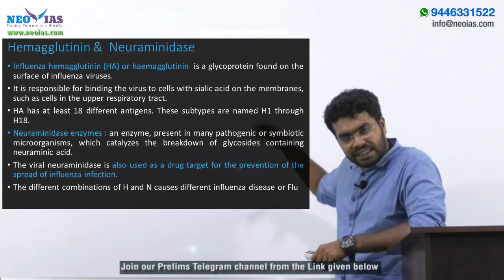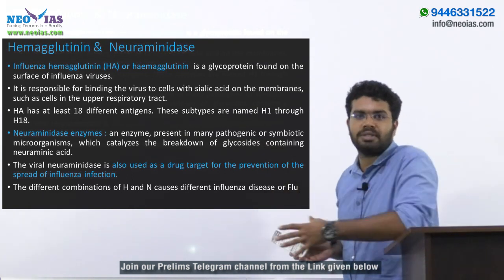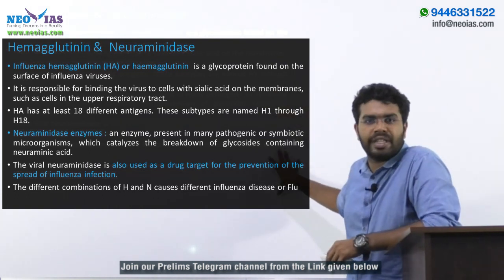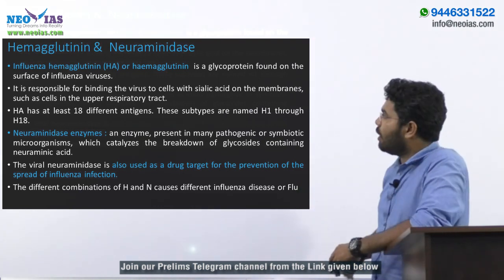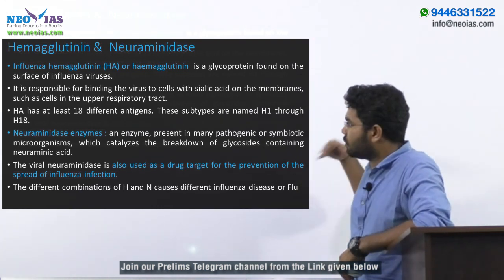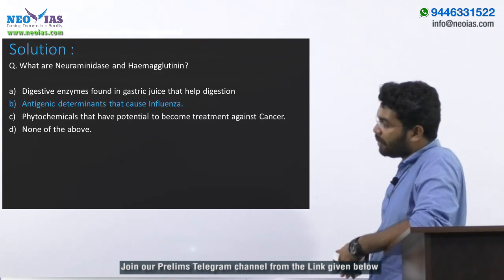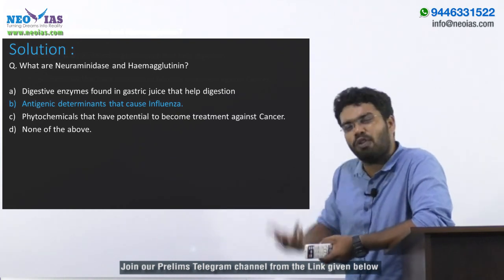So neuraminidase is such an enzyme which will enhance the attaching of the virus to the respiratory tract or the host cell. For both, we don't need a deep explanation; just remember the name, what it is and what it is related to, and have a look at this slide, and so the answer becomes B, antigenic determinants that cause influenza. That's all we need to know, what it is related to.